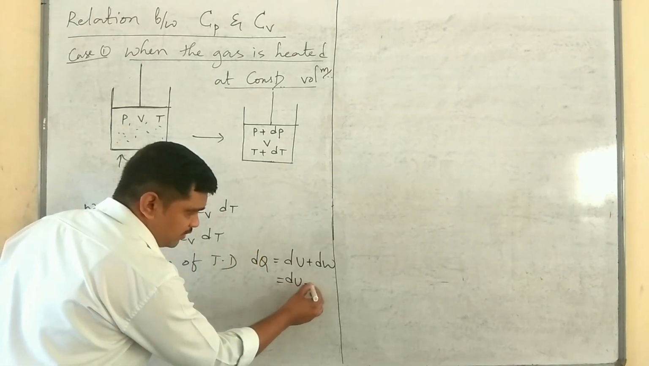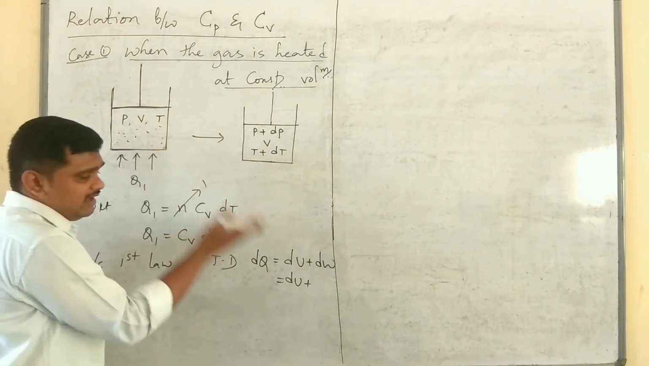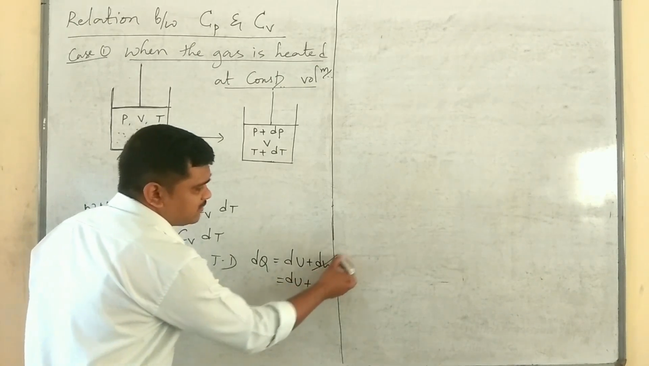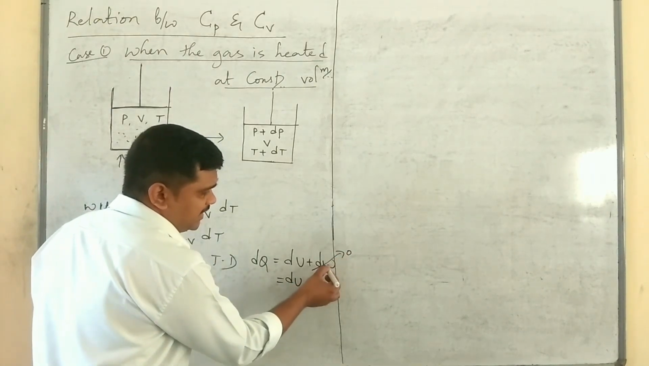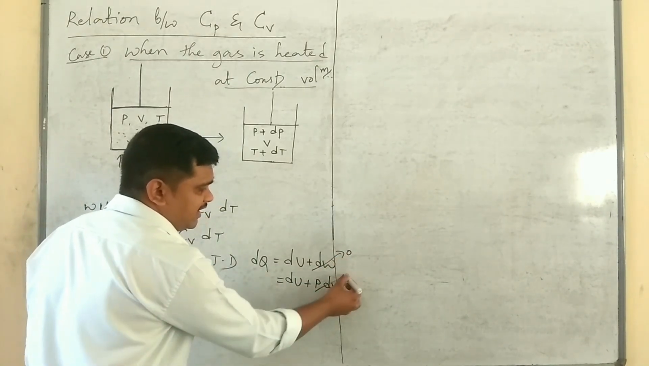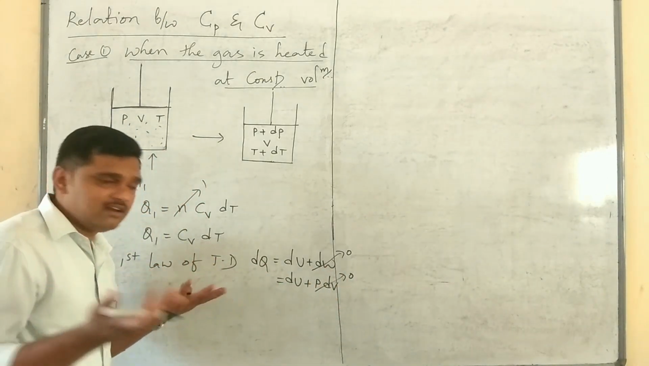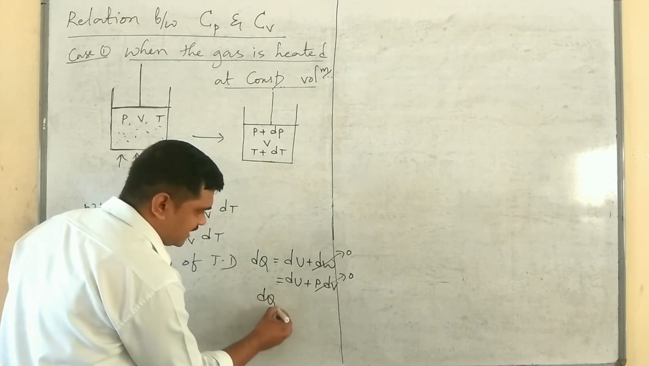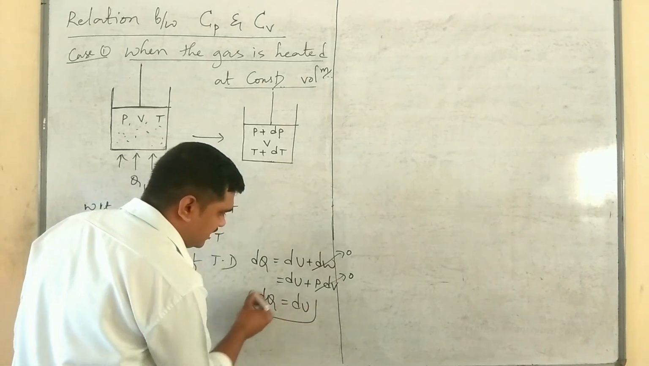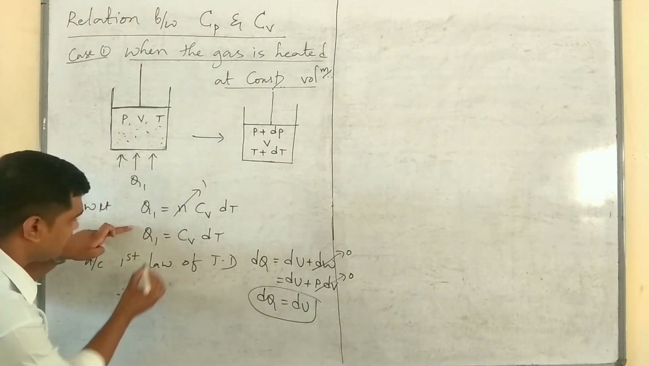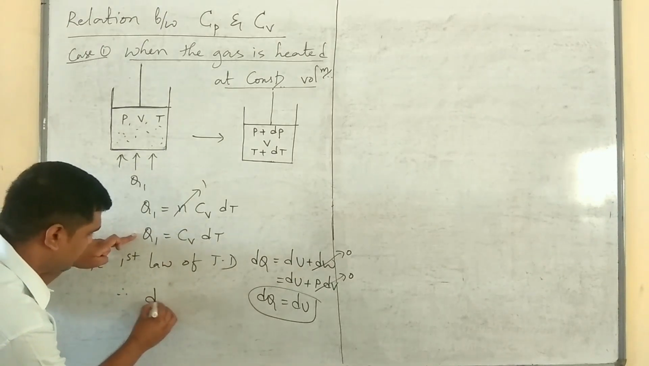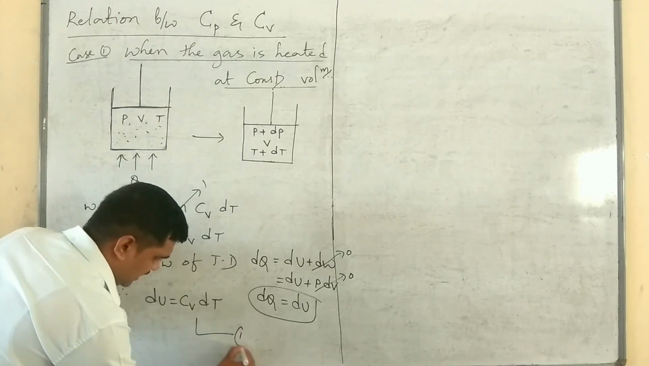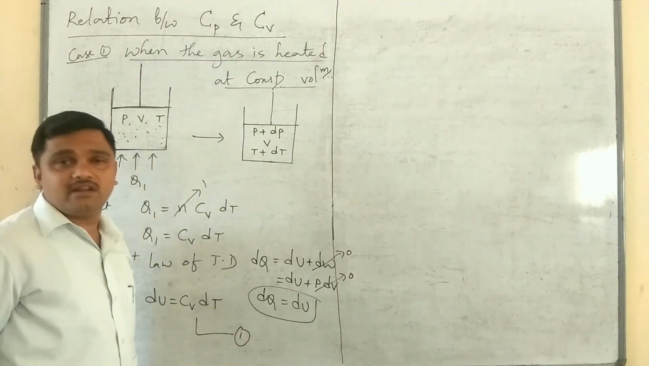And it is dU. As we raise the temperature, internal energy also rises. dW will become 0 here, because dW can be written as P into dV. Since there is no change in volume, dV will become 0. Therefore, dQ will be simply dU. Therefore, here we can write dU is equal to CV dT. Let it be equation number 1.